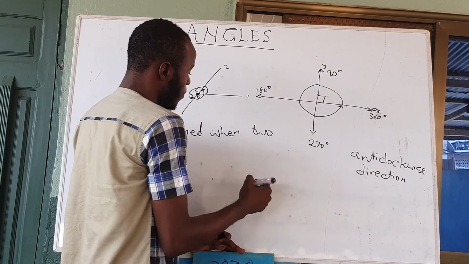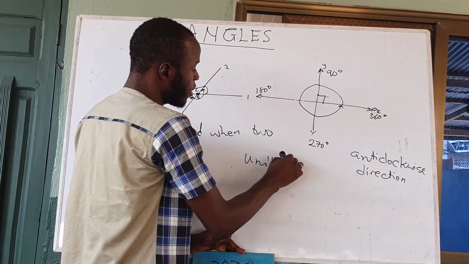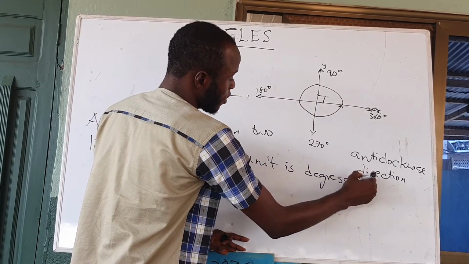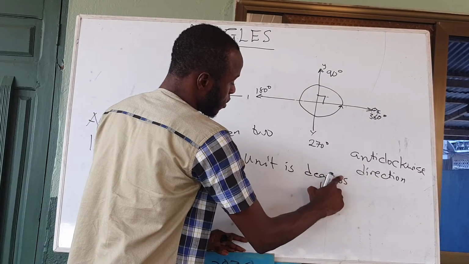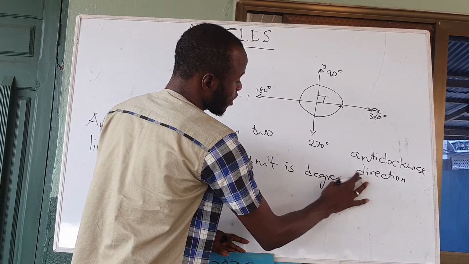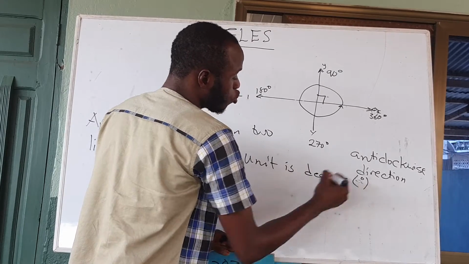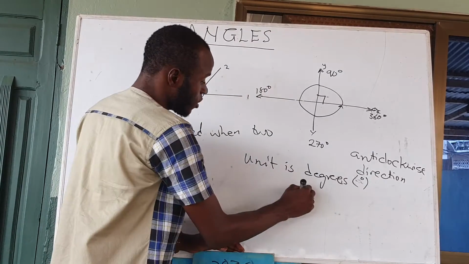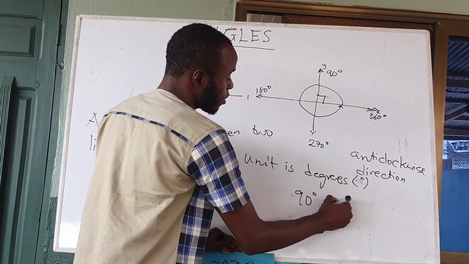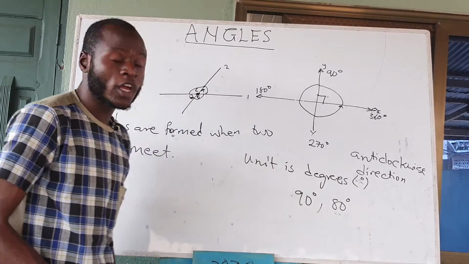Now the unit for measuring angle is degrees. We measure angle in degrees, which has a certain small zero mark on top of the angle. So if the angle is 90, you write 90 degrees. If it is 80, you write 80 degrees, and so on and so forth.